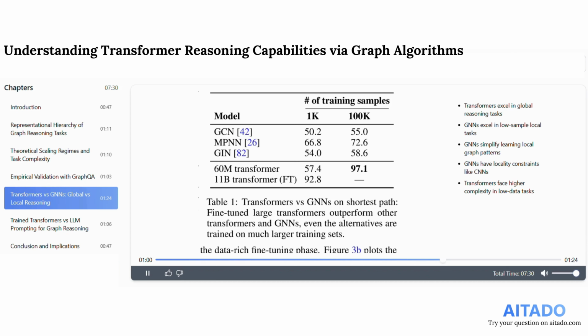The table presented clarifies the performance of various models on shortest path tasks with different training sample sizes. GCN, MPNN, and GIN models exhibit varying degrees of effectiveness, with the 60M transformer showing superior performance as the data size increases. This comparative insight further underscores the strengths and limitations of transformers and GNNs in their respective domains.